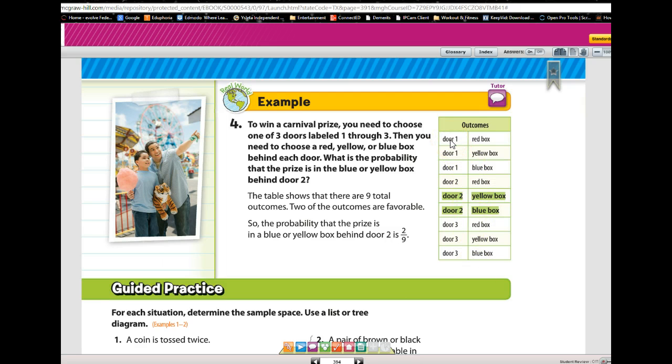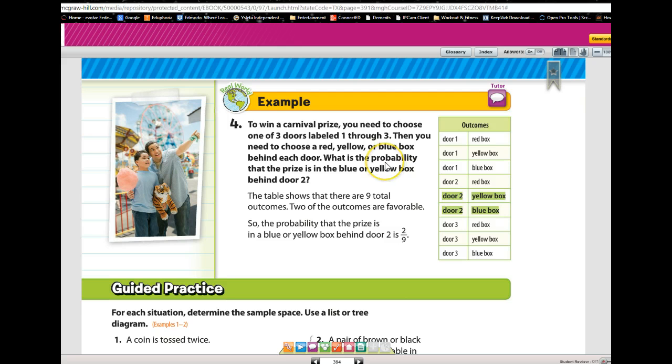Door 1 could either have the red box as the winner, yellow, or the blue. Door 2 could either have the red box, yellow box, or blue box as its winner. Or door 3 could have the red box, yellow, or blue box as its winner. It depends on what the person who's running the game wants to choose as the winning box or boxes.